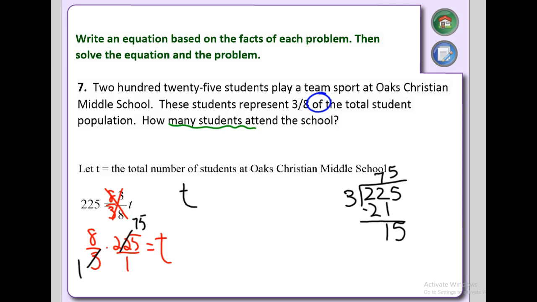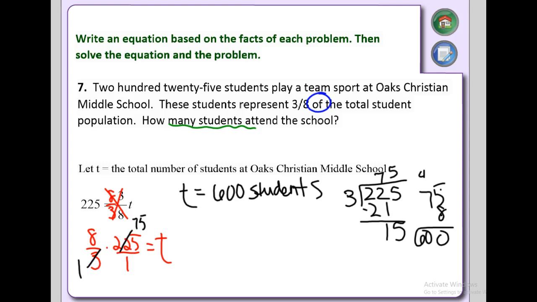And now T equals, well, we need to know 8 times 75. So let's go over here and do some more basic math. 8 times 5 is 40. What's 8 times 7? 56. Plus 4 is 600. So T equals 600 students.